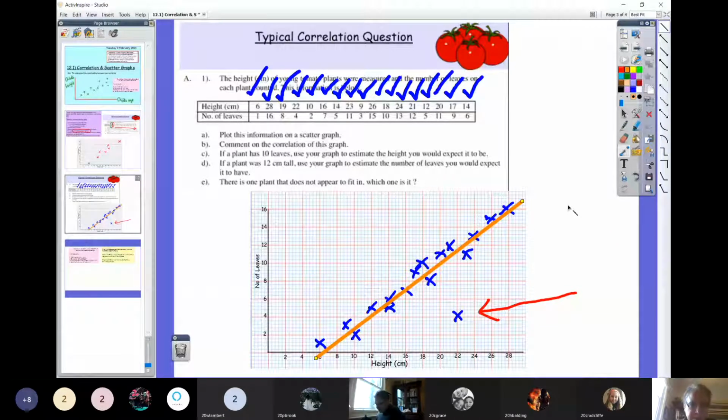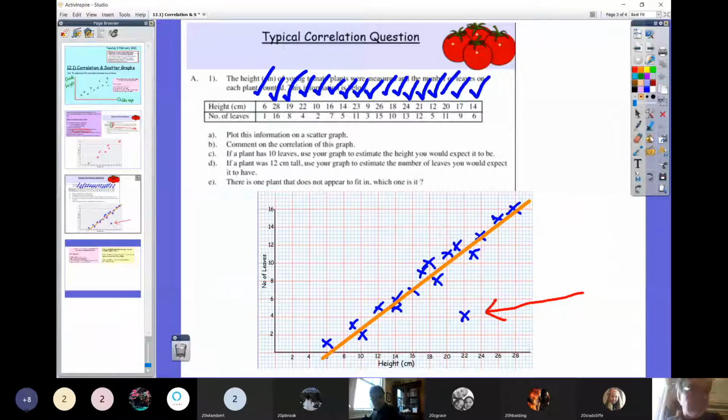Notice how it doesn't have to go through the origin. Notice how my graph doesn't go through this point here. There's absolutely no need for it to go through where I've just placed that red arrow on the left. And I've just by eye popped in a line of best fit, but I haven't taken into account that outlier. I'm not worried about that point. I'm just ignoring that. My orange line isn't coming down a bit to take into account that outlier.